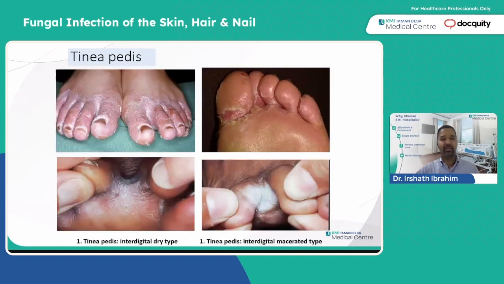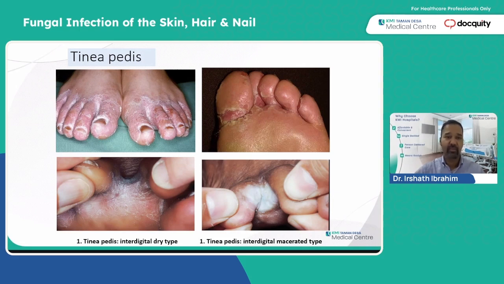So tinea pedis, there are 4 types. The first type I'm going to go through is the interdigital type. The interdigital type can either be dry, which you can see here. This is a very common condition that we come across in our clinical practice, including general practice. And this is tinea pedis when it has become macerated. You can see it's more moist. The typical distribution is at the distal aspect of the feet, affecting a few toes or all the toes altogether.